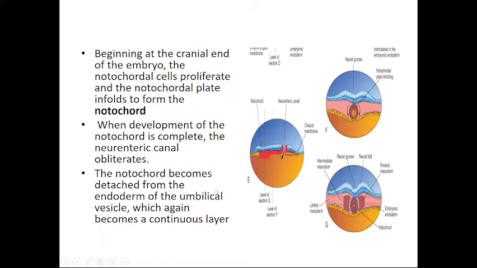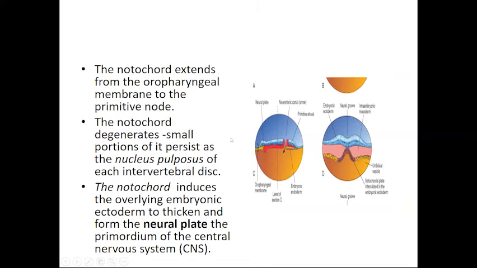The notochord becomes detached, this is going to be separate. As you can see, yellow is separate, blue is separate, and this brownish or pinkish part is going to separate out, and this is what we call the notochord, detached from the endoderm of the umbilical vesicle, which again becomes a continuous layer. If you see in this picture G, this becomes again continuous. This is what we call the notochord.